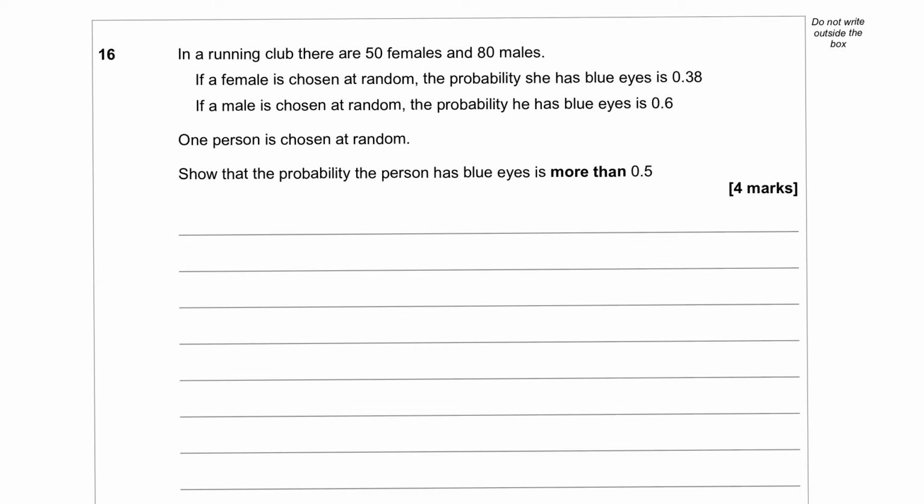Well, having a look at this, we know that there are 50 females, and the probability of a female having blue eyes is 0.38. So if we did the number of females, which is 50, times the probability of blue eyes, 0.38, onto your calculator, you would get 19. And then same for the males. So for the males, there were 80 males. The probability is 0.6. Multiply them together, you would get 48.